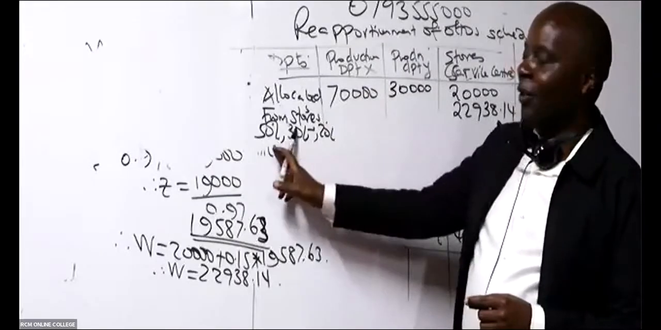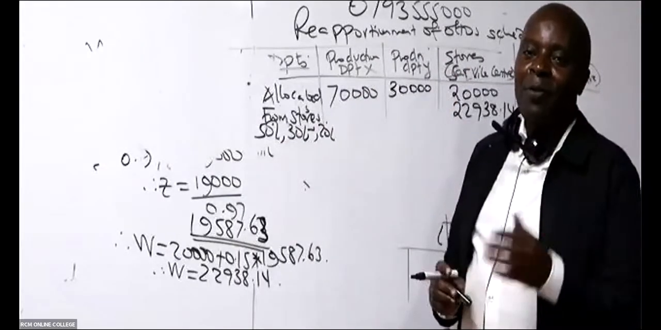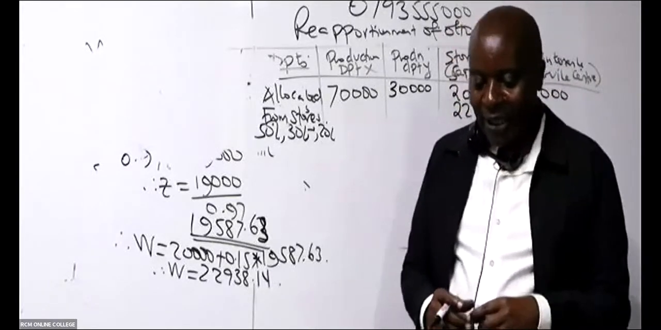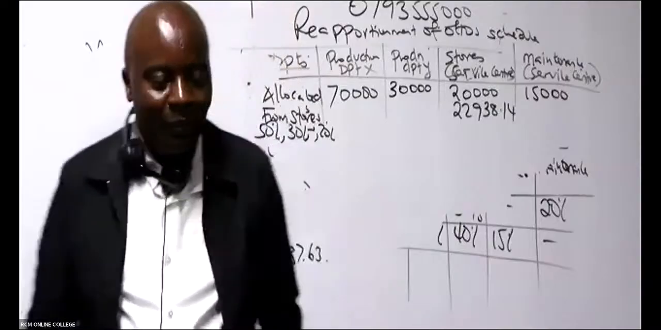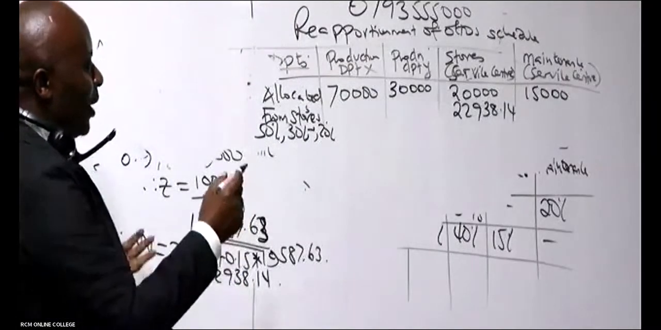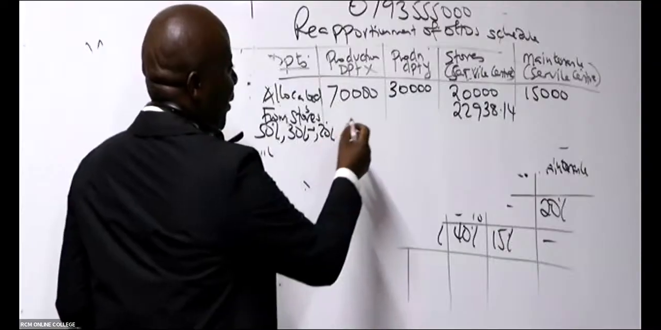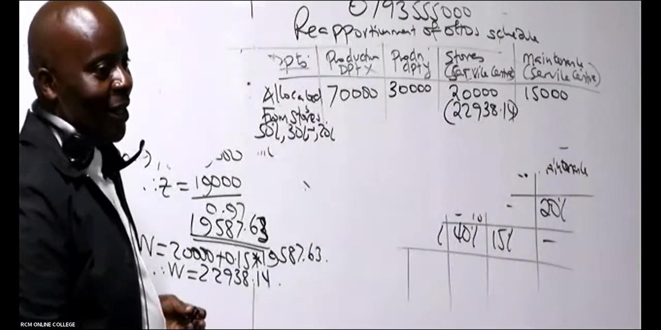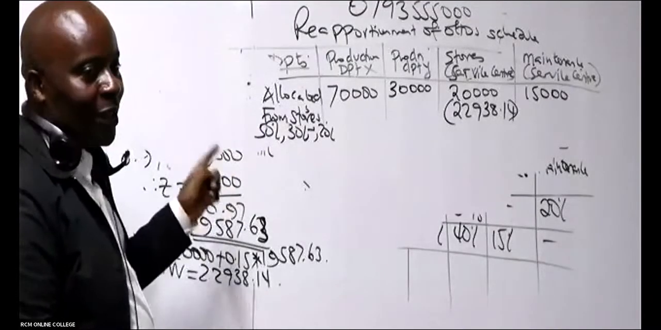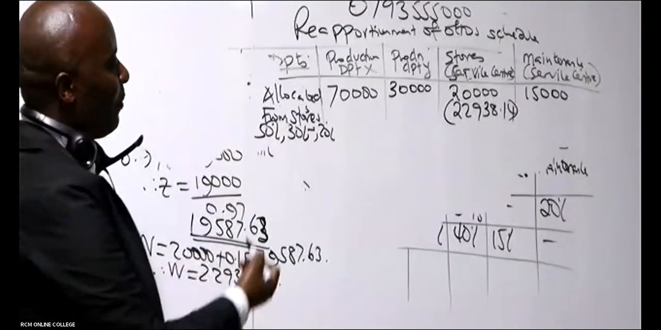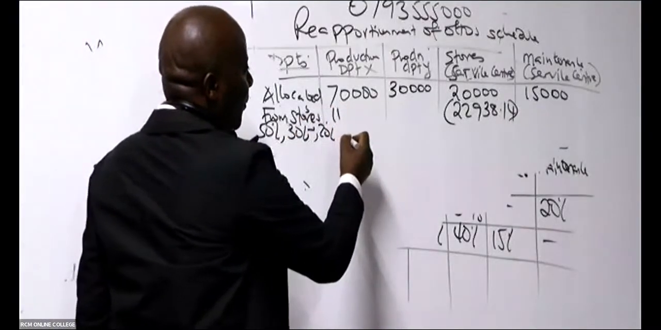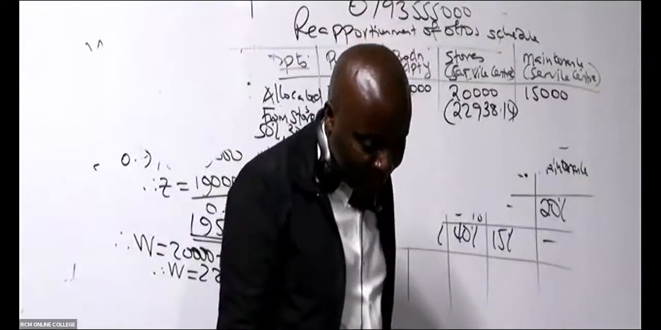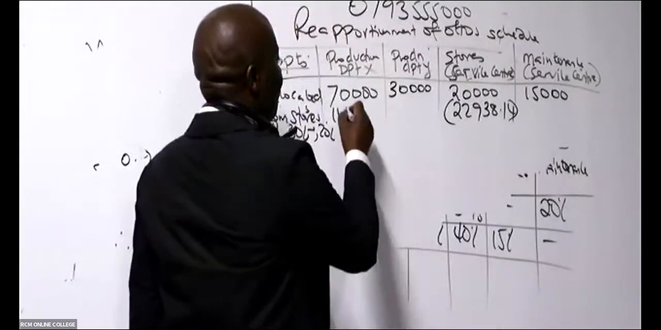Production X will take 50% of this 22,938.14. So give me 50%. 50% is the same as 0.5. So remember, whatever you are removing shall be in brackets always. You remove it from there, you put it in other departments. So you are saying it will be 11,469. I'm alone here, online students, today give me support. At least Mercy has responded. 11,469.